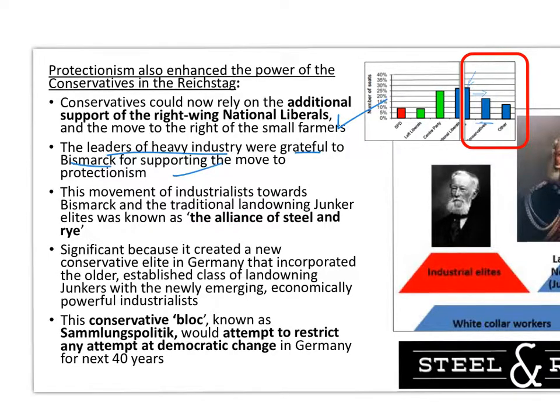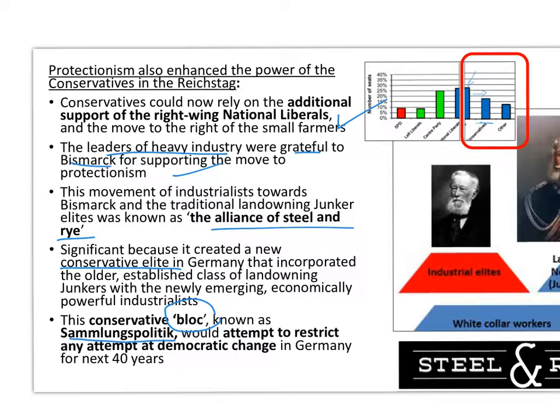And that alliance of the big industrialists and the German farmers is called the Alliance of Steel and Rye. And it's significant because it created that bloc, that new conservative elite that worked together with the old elite. We call it a bloc. That's not a spelling mistake. It doesn't have the K. It's a political grouping of like-minded people. We often call it Sammlungspolitik.